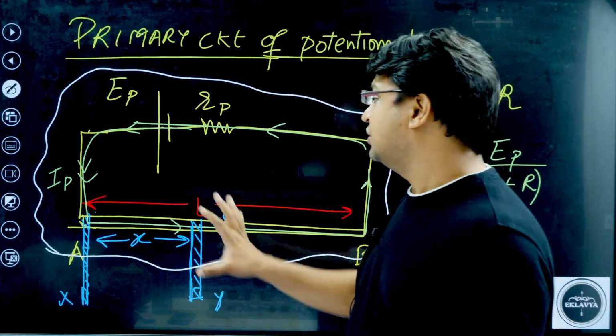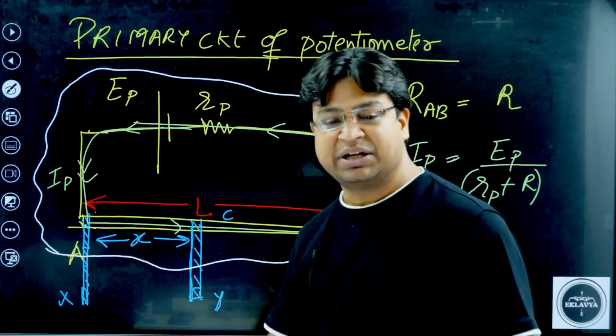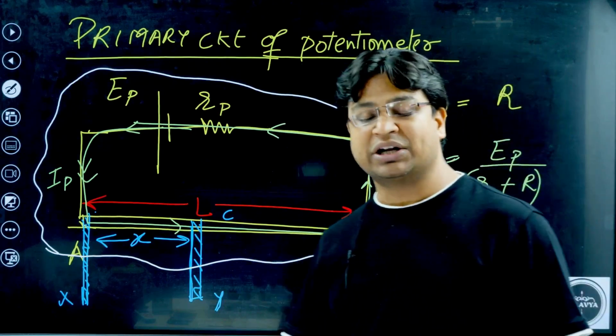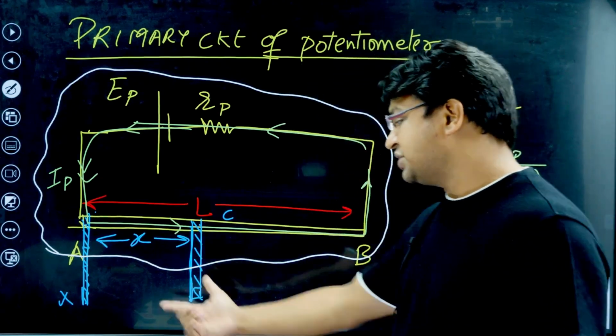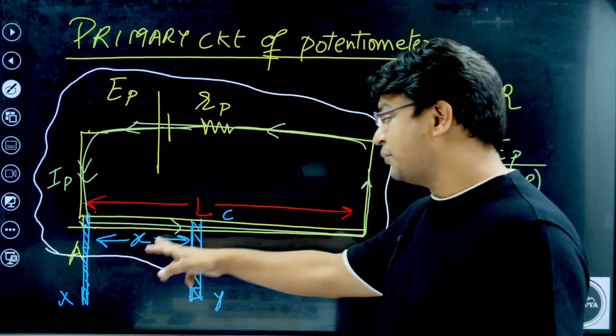So this is your battery. These are the terminals of the battery. X being at higher potential will be called the positive terminal of the battery. Y being at lower potential will be called the negative terminal of the battery. There is potential difference, and that potential difference is controllable. Why? Because it is proportional to X.